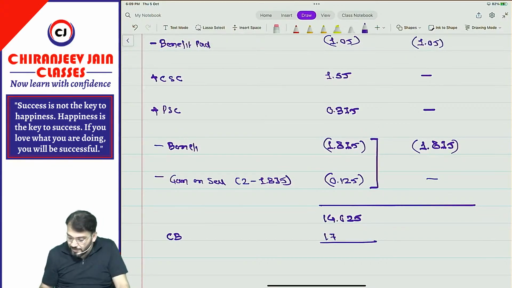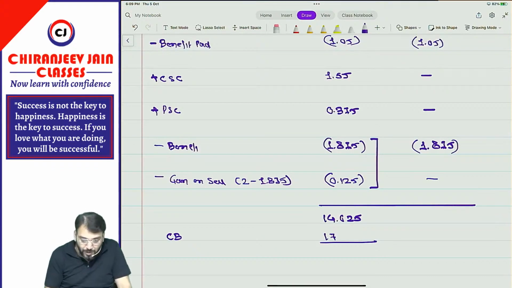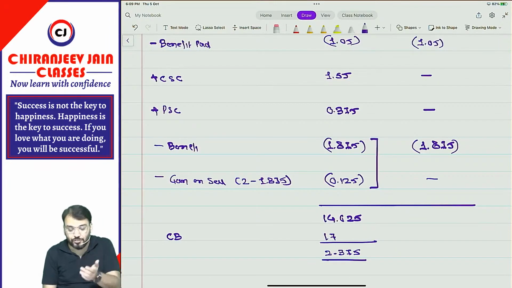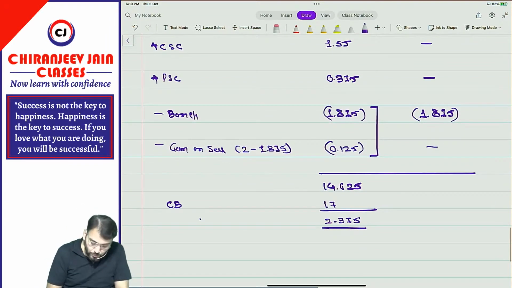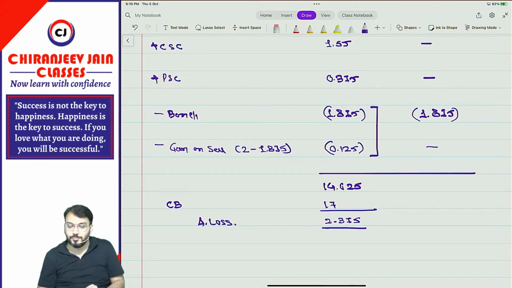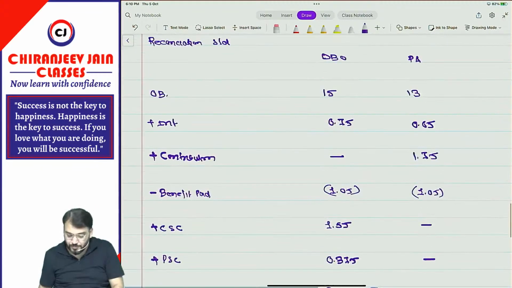So you can see your liability increases by what amount? 17 minus 14.625 is equal to 2.375 crore. Because your liability increases, it is a loss. We will call it actuarial loss or remeasurement loss. Understood? Similarly, we'll do it for plan asset.